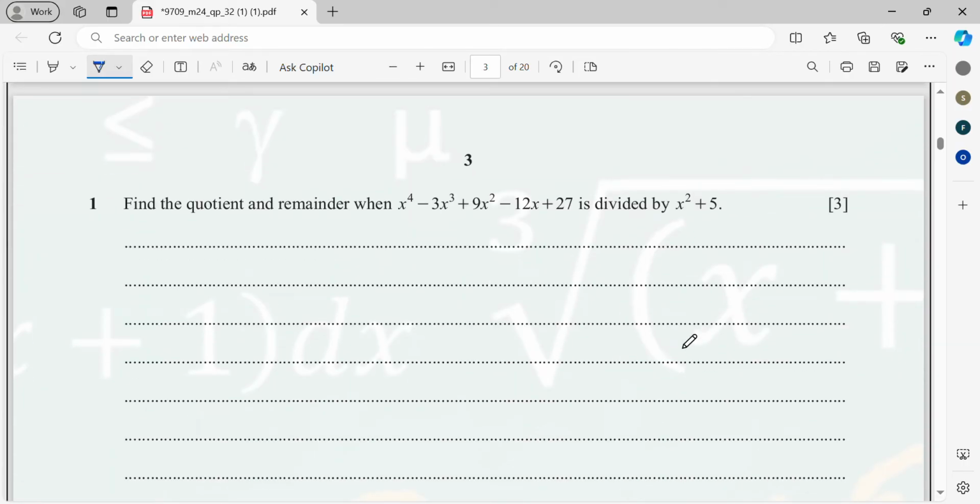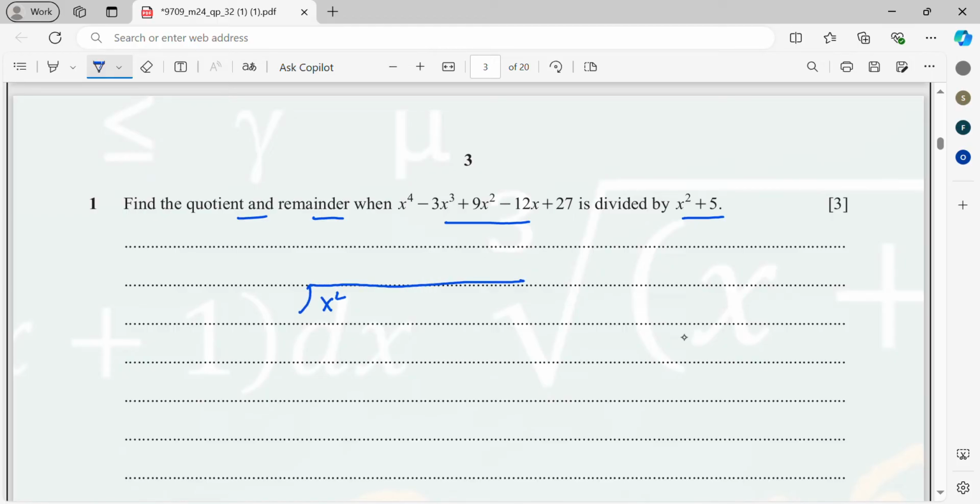For question number 1, find the quotient and remainder when this quadratic polynomial is divided by x squared plus 5. In order to get the quotient and remainder, the easiest way is to apply polynomial division. So now I will perform the polynomial division.